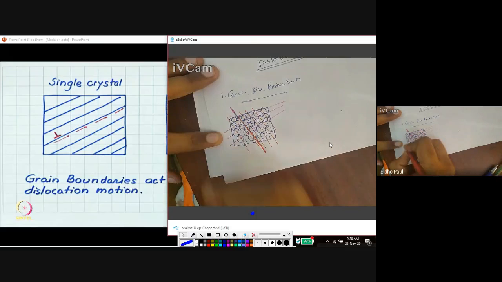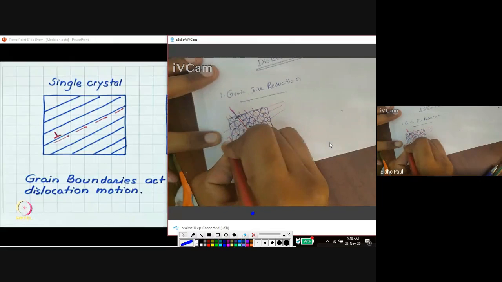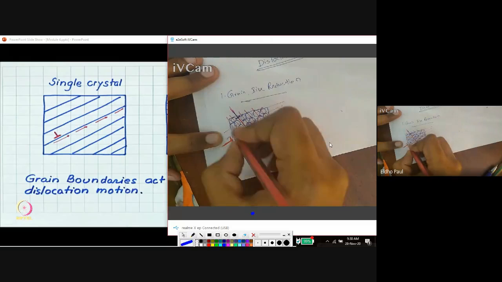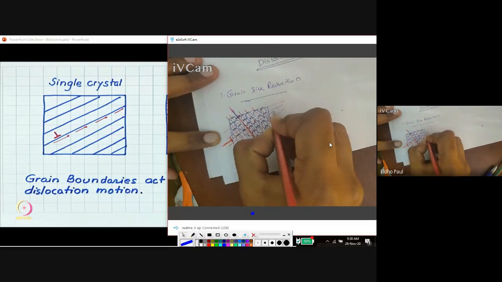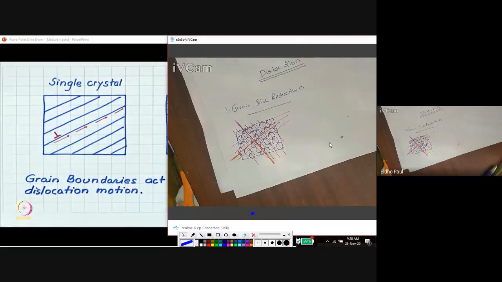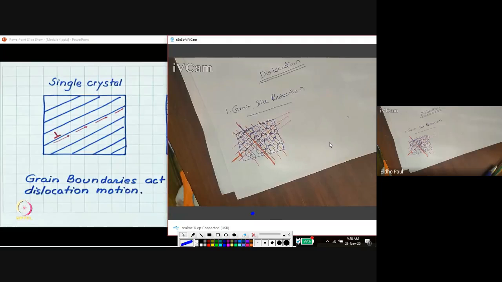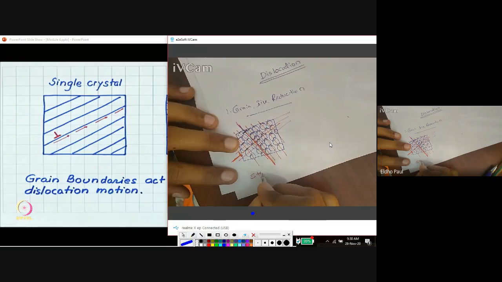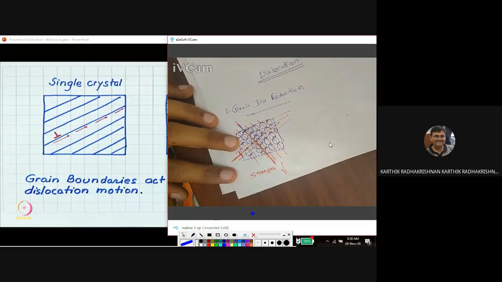here also we can see a dislocation line. This can easily move along the slip plane without any restriction, because the atoms are closely packed in a single crystalline material and there is no grain boundary of misoriented particles. So the dislocation can easily move in this single crystalline material. If the dislocation can easily move, then strength will be very low.